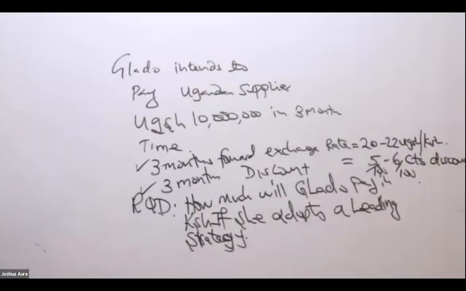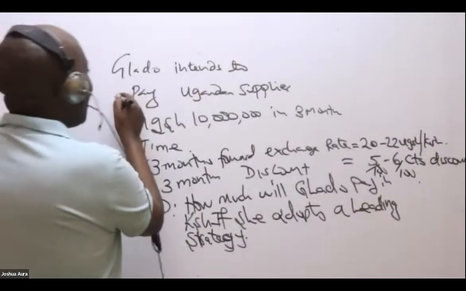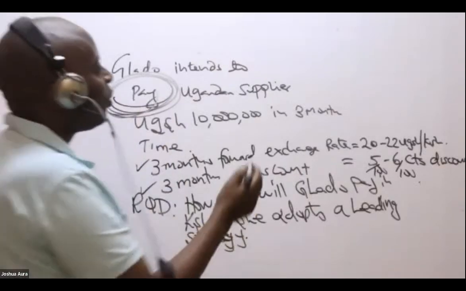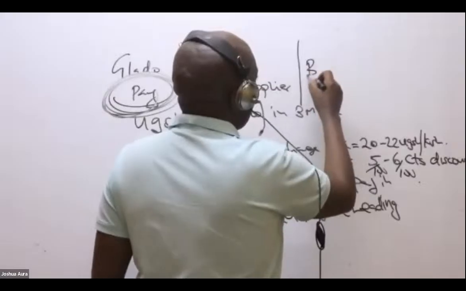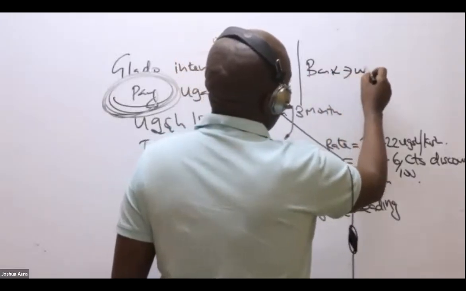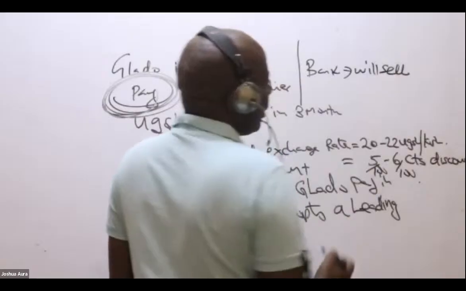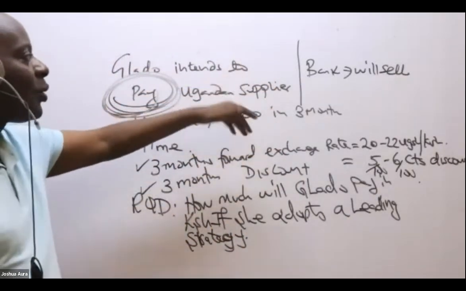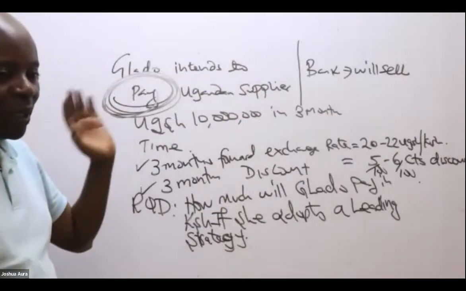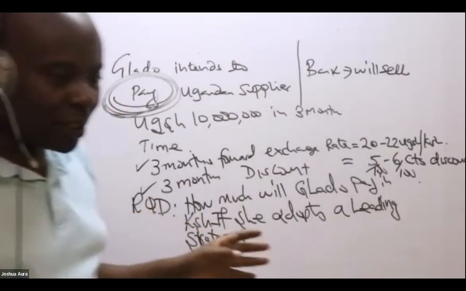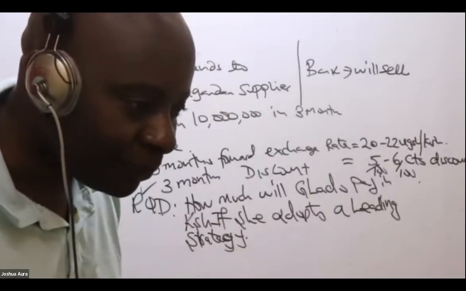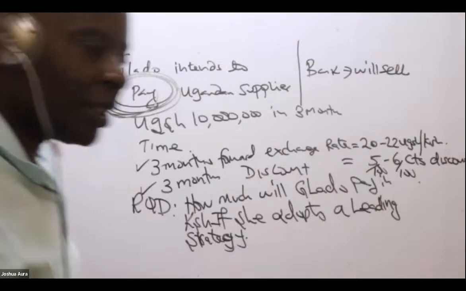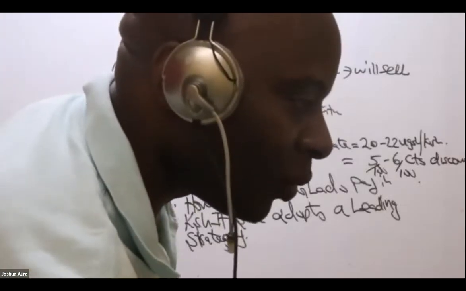So this person is saying that Gladys is involved in a paying situation. And if it's payment, the bank will always do what here? If it's payment, the bank will always sell to her. Don't even worry what the bank will sell to her. So long as it's just a payment, you just say the bank will sell.